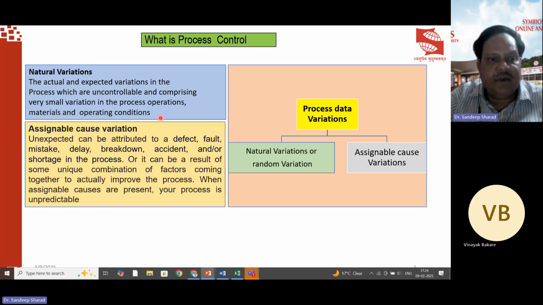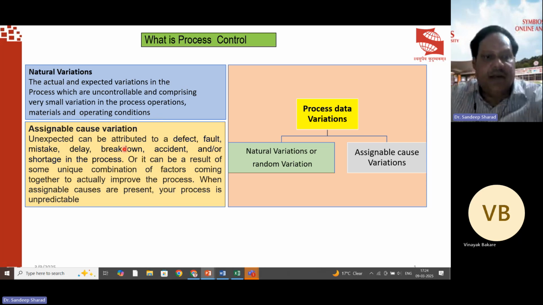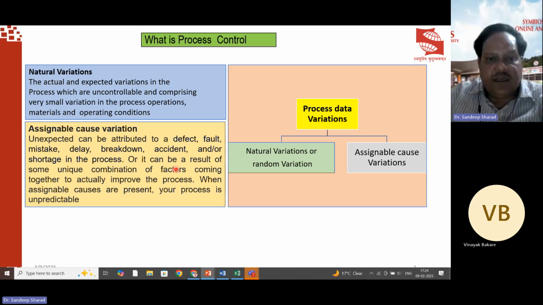Assignable cause variations are unexpected and can be attributed to a defect, fault, mistake, delay, breakdown, accident, or shortage in the process, or can be the result of some unique combination of factors coming together. When assignable causes are present, your process is not predictable.